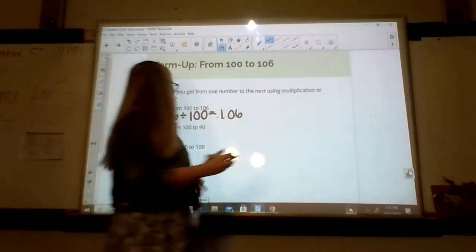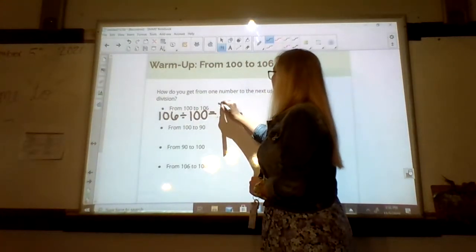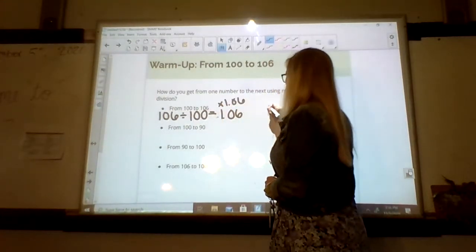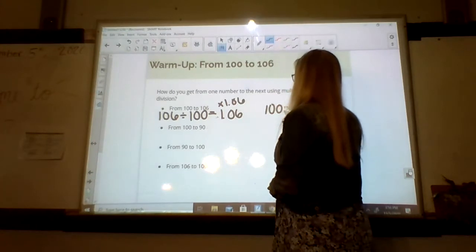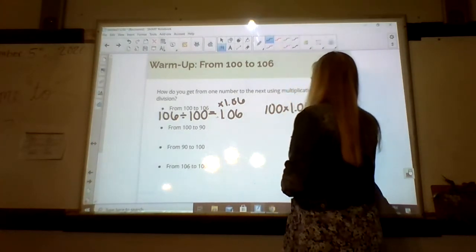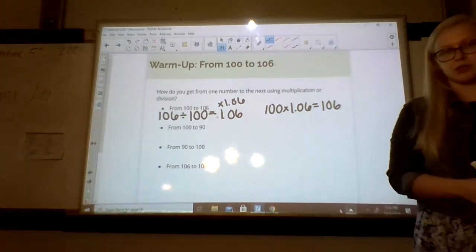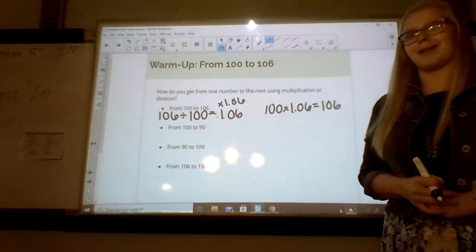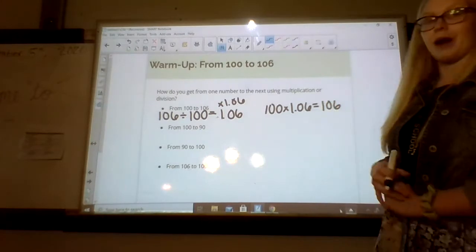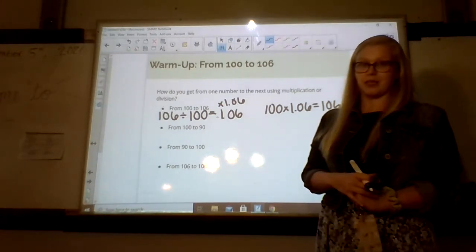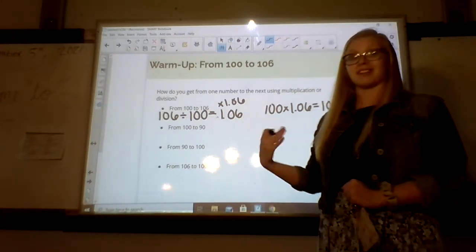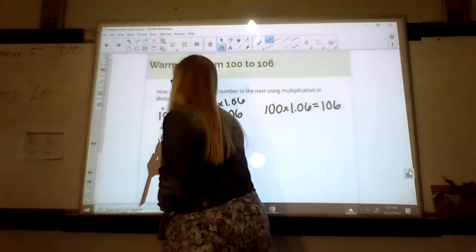What this means is I can multiply by 1.06. I can take 100 times 1.06 and I should get 106. Go ahead and double check my answer. Let me know if I'm incorrect. The next problem, 100 to 90. Well, we can do this same process of dividing to figure that out too.